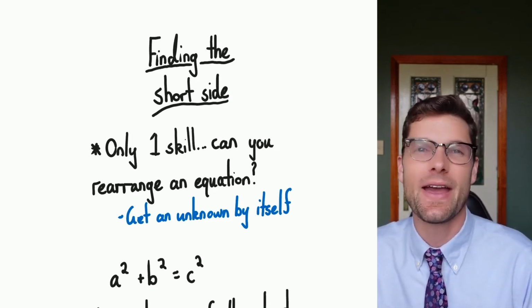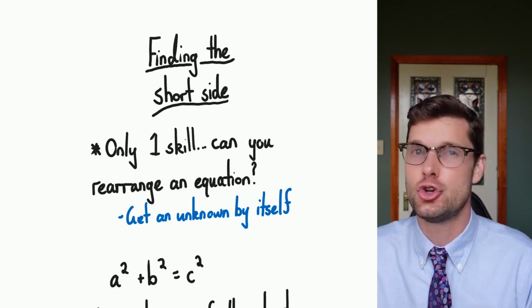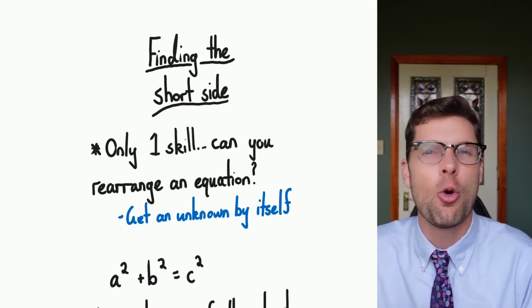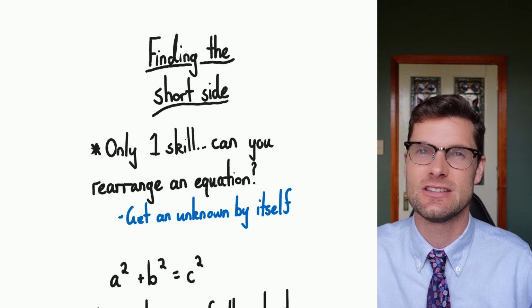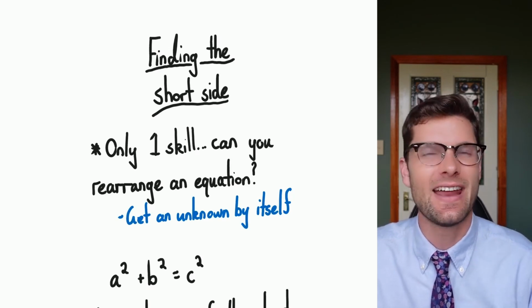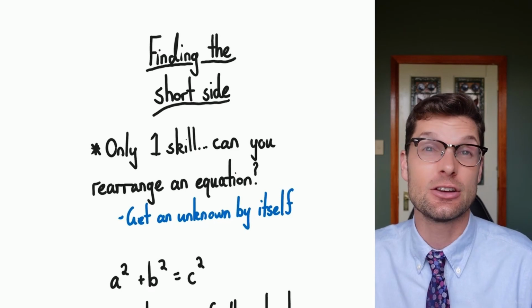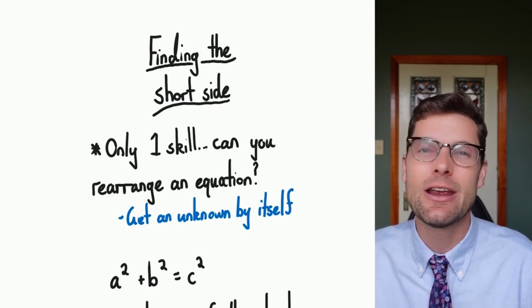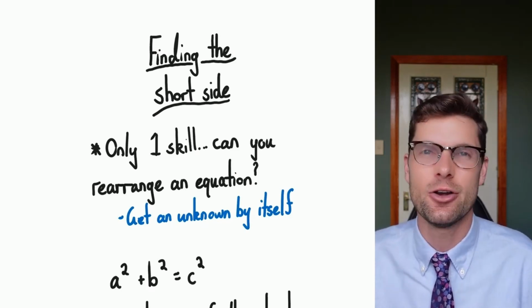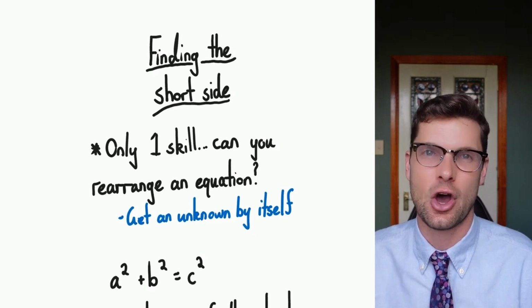Today we're going to use Pythagoras' theorem to find the shorter side in a triangle. We've already found the hypotenuse in a previous episode, so please go have a look at that if you're unsure how to use it. There's only one real skill that we're addressing to be able to do this. If you can rearrange an equation, you 100% can do this every single time.